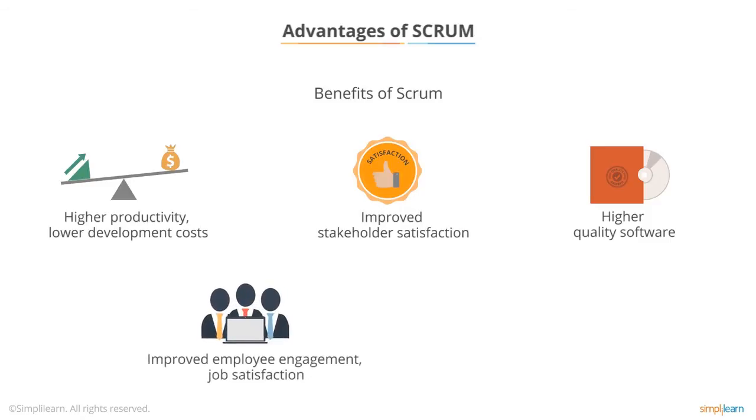Improved employee engagement and job satisfaction. By empowering a team to be self-organizing, the team is able to determine how it is going to deliver the value to the customer and establish a sustainable pace forever. Faster time to market and early ROI. By incrementally delivering value, or working software, to the customer in short iterations, working software can be deployed sooner and the customer can realize early return on investment.